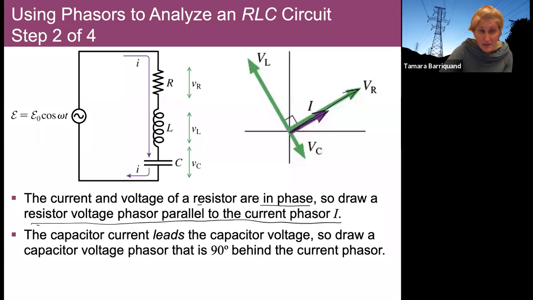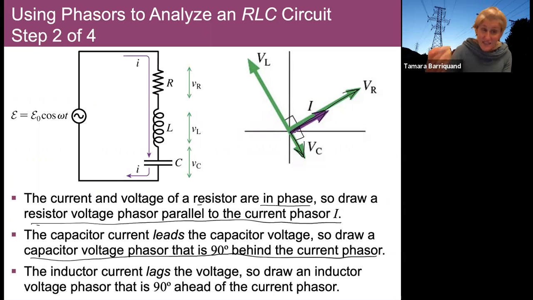Now the capacitor current leads the capacitor voltage. So in that case, we want to draw the capacitor voltage phasor 90 degrees behind the current phasor. The inductor current, on the other hand, lags the voltage. So in this case, you want to draw an inductor voltage phasor that is 90 degrees ahead of the current phasor.